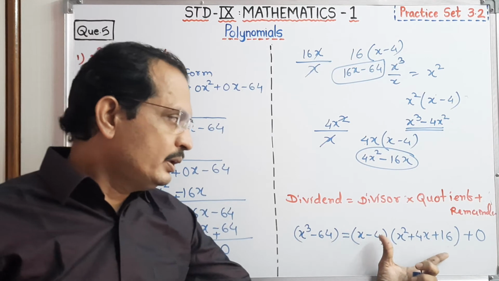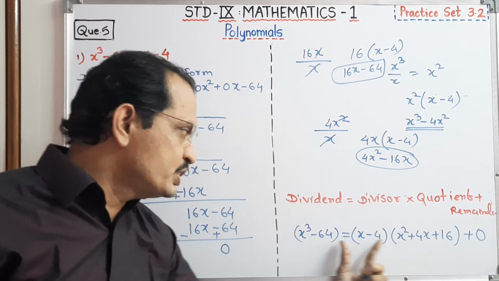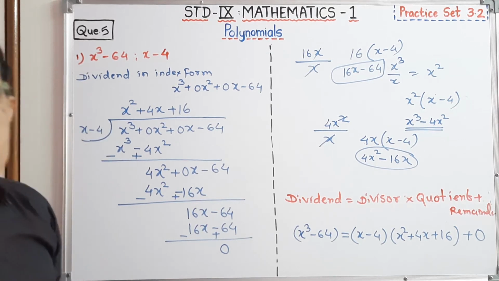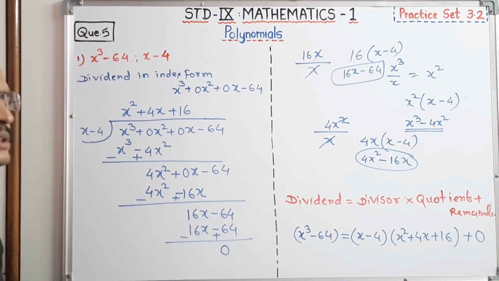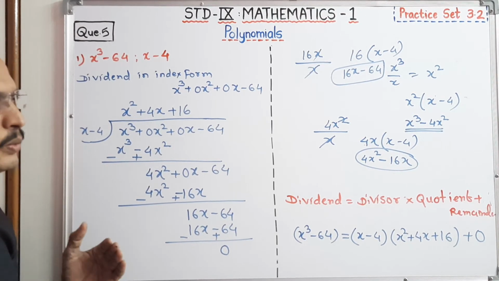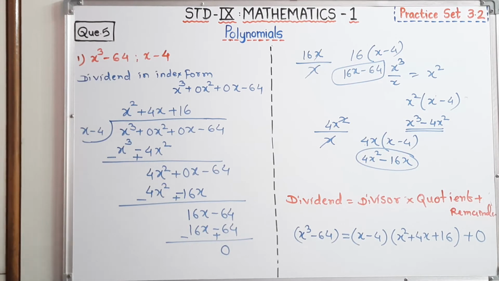If we verify, then the multiplication of this will be x cube minus 64. I think everyone understood this. Write down this sum. Go through this sum again and again. It is a very easy method. Now we have to see the second one.